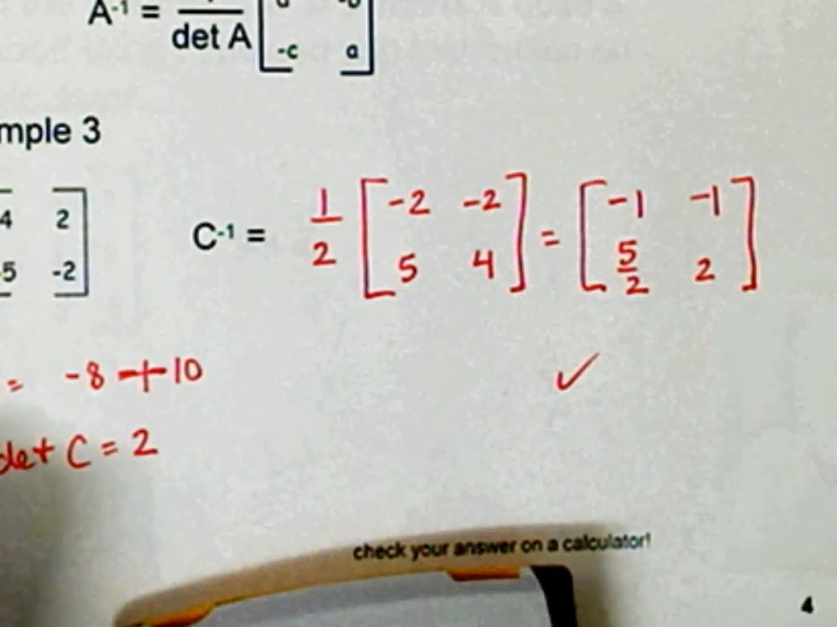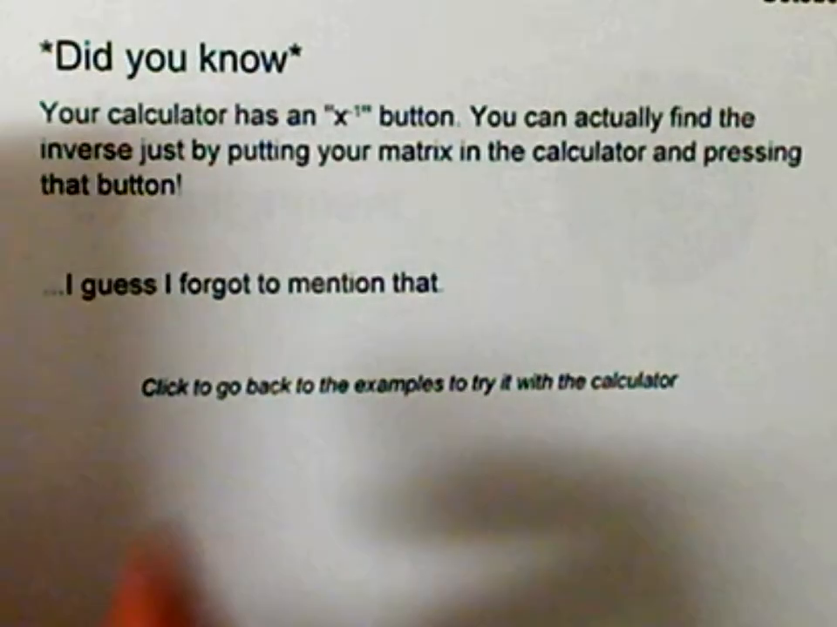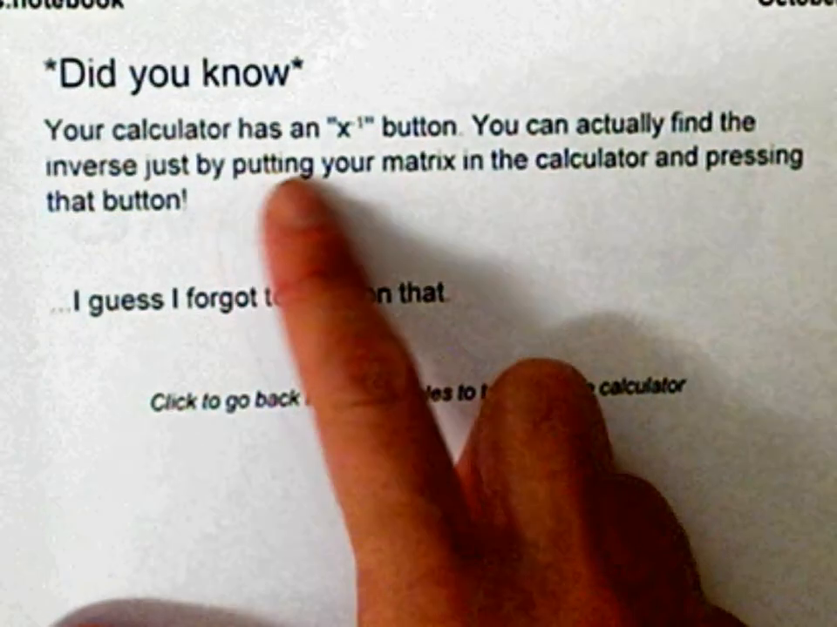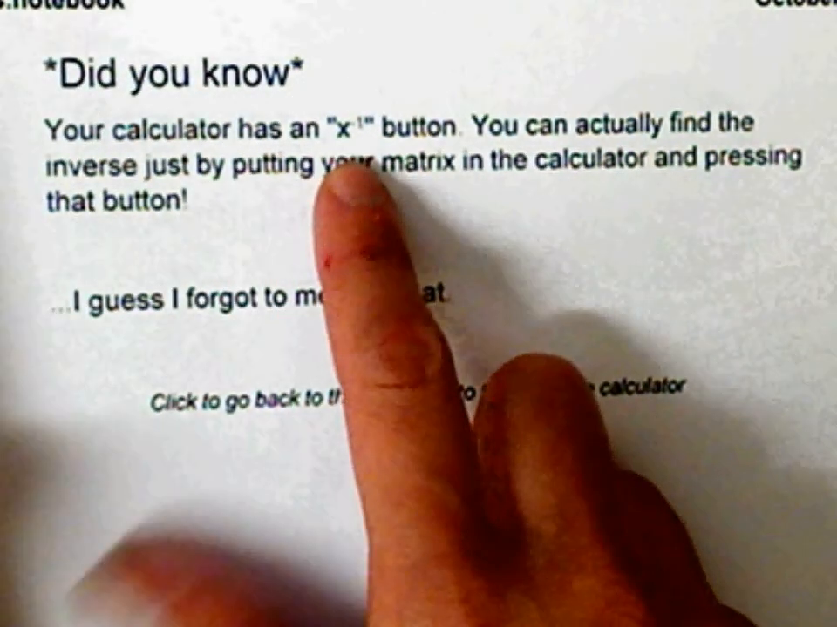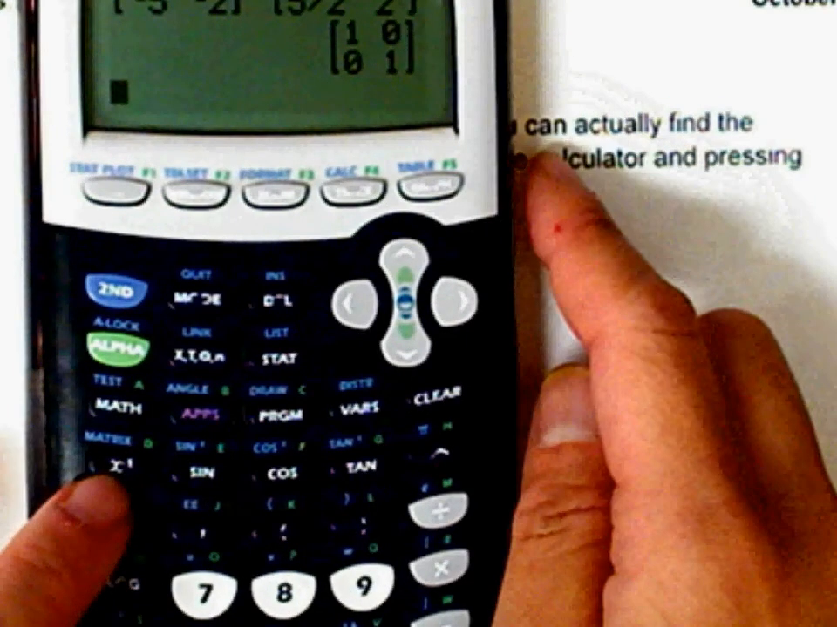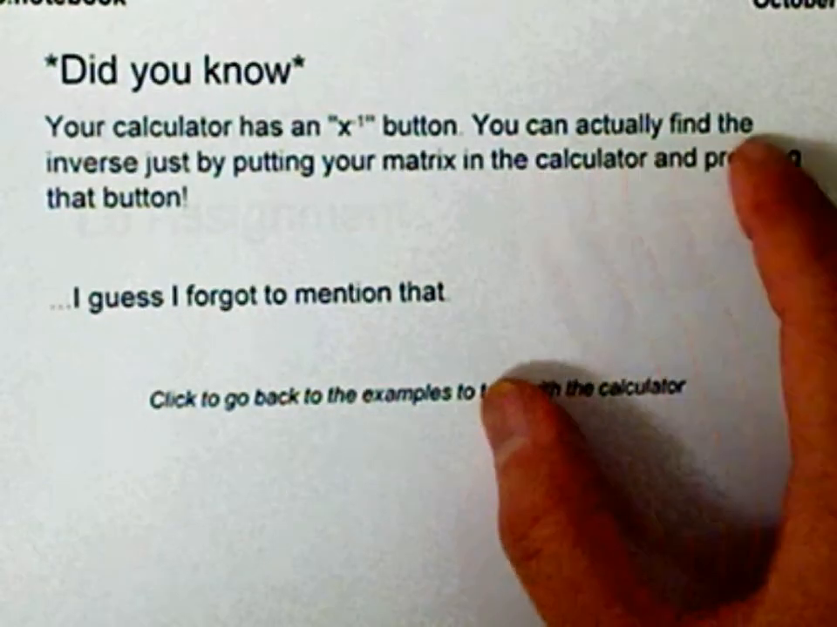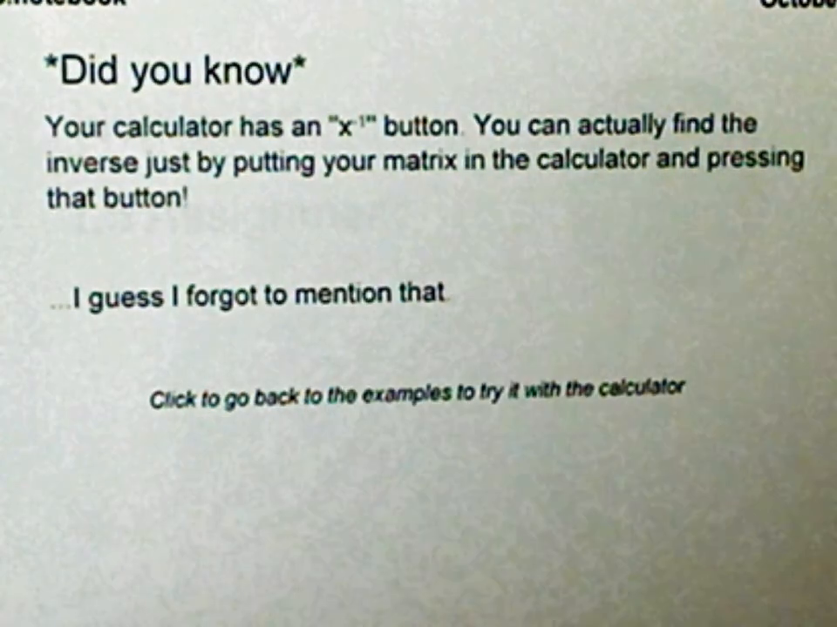Now, sometimes, did you know this? That your calculator has an x to the negative 1 button. Take a look. Ta-da! Right there. Notice how it kind of goes with the matrix. You can actually find the inverse just by putting your matrix in the calculator and pressing that button. I guess I forgot to mention that, okay?